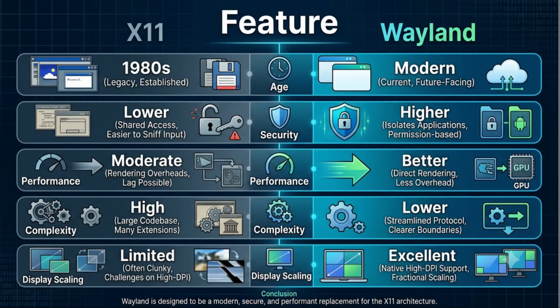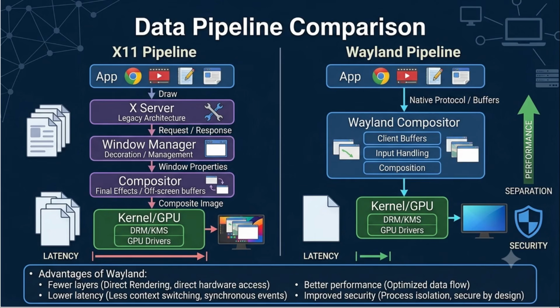X11 has served Linux users for decades and offers excellent compatibility. However, its architecture is complex and less secure. Wayland simplifies the graphical stack by combining multiple components into a single compositor. This improves performance, reduces latency, and provides stronger security because applications cannot easily inspect another application's data. Advantages of Wayland: fewer layers, lower latency, better performance, and improved security.